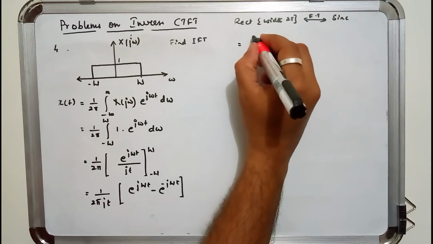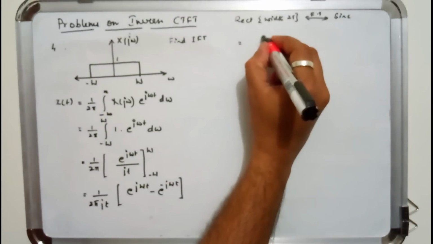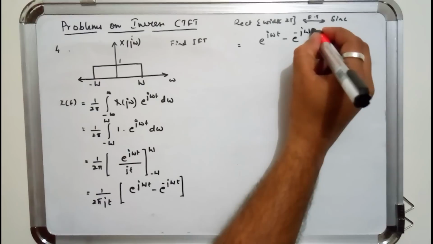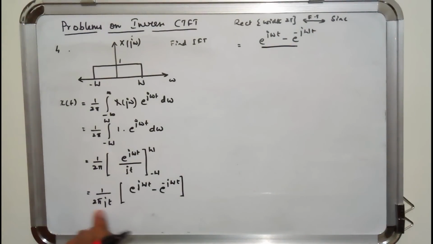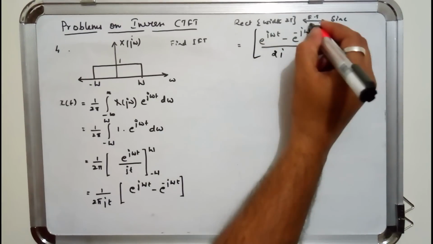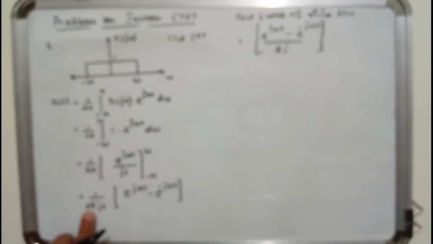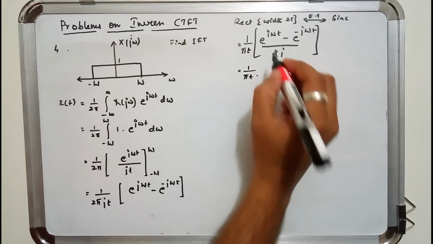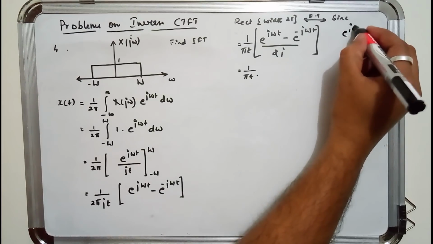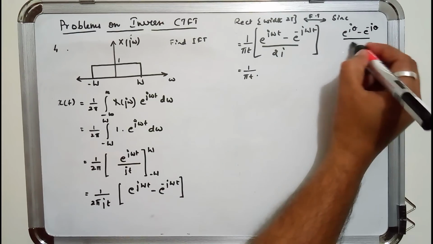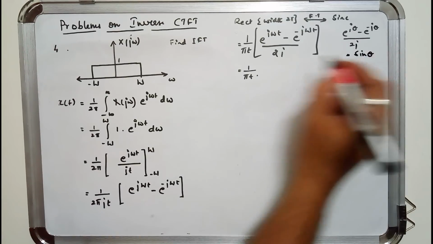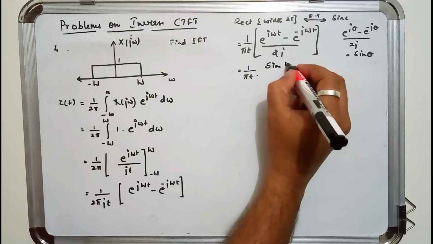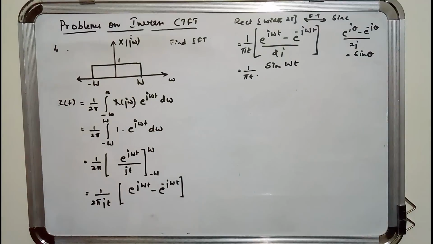So if I rearrange, I'd be getting e power j w t minus e power minus j w t divided by, out of these factors, if I take 2j common, I mean 2j for this, I'll be left with pi into t. So 1 by pi t into, what is this? E power j theta minus e power minus j theta divided by 2j is sin theta. So what I get here is sin wt. This entire function is sin wt.